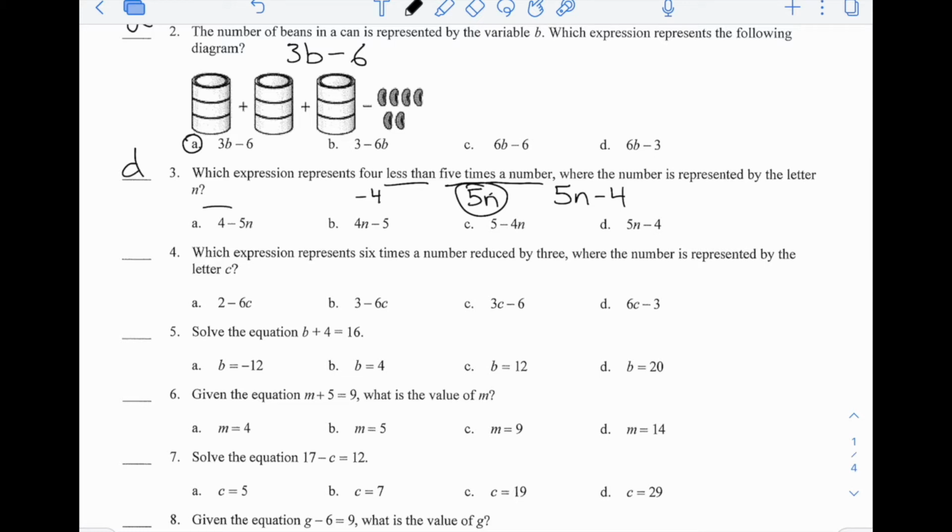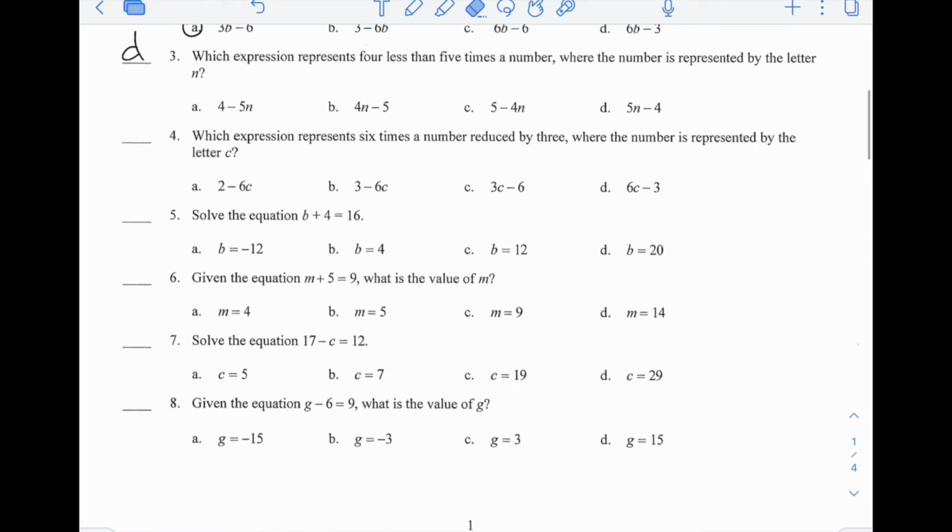The common mistake there is to choose this one, going in order of the words. So you've got to be careful with what it's saying. 4 less than, right? So if I chose A, that would be 5n less than 4. But this is 4 less than 5 times the number.